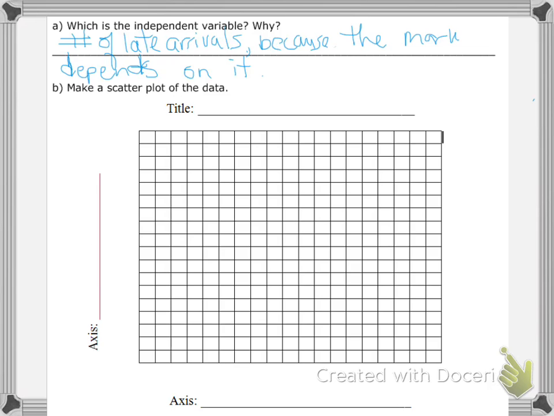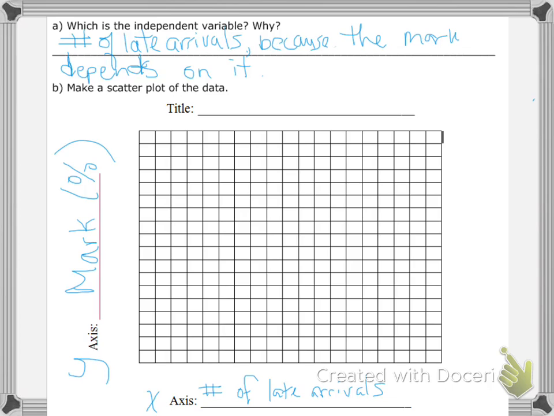All right. When you are ready to make your scatter plot then, keep in mind the independent variable always goes on the x-axis. So this axis label should be number of late arrivals. And on the vertical axis, the y-axis, we should have mark. And the mark is not out of something, it's a percentage. So we'll write it down as a percent out of 100.